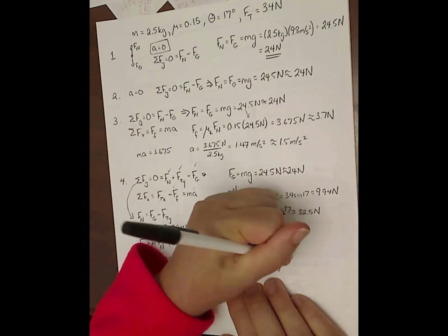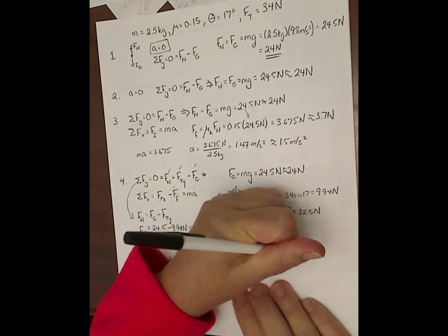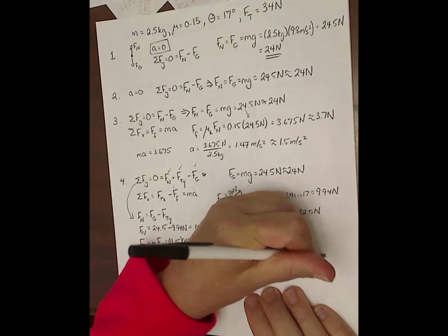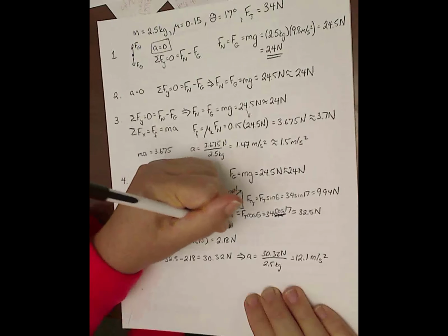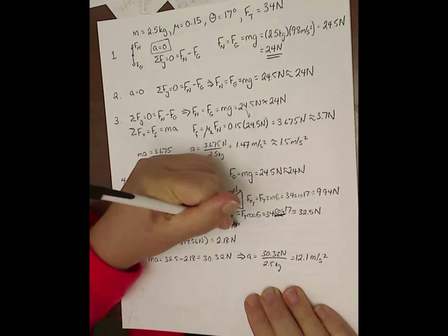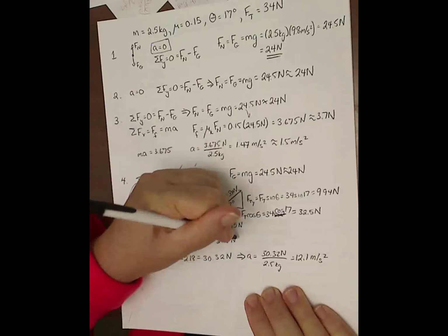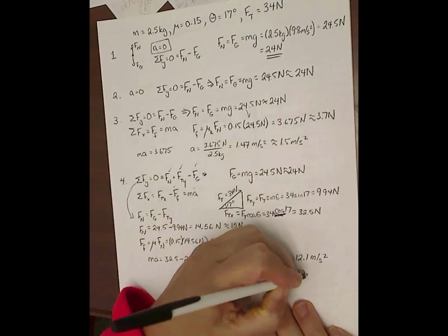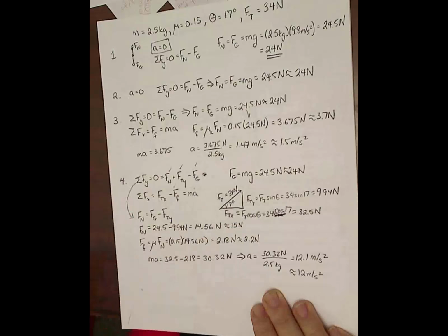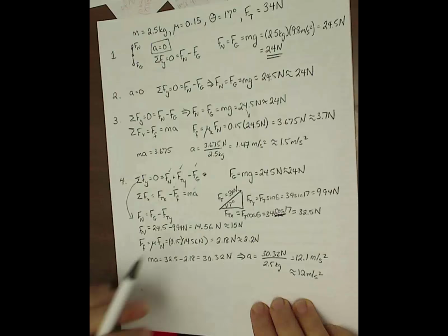So the acceleration is 30.32 newtons over the mass, which is 2.5 kilograms. And I get 12.12 meters per second squared. I've got to take all my things to two significant figures. So 14.56 rounds up to 15 newtons, 2.18 rounds to 2.2 newtons, and 12.1 meters per second squared rounds to 12 meters per second squared. Okay, so I've done the first four. I've got the magnitude of all the forces, and I've got the magnitude of the acceleration for 3 and 4.